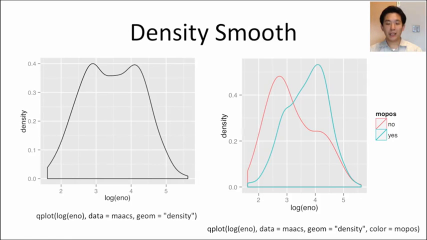Another way to visualize this data is to do a density smooth. You can see that on the left-hand side, I add the geom density to this log ENO variable. You can see that there are at least 2 peaks from the density smooth, and if you separate those peaks out on the right-hand side, notice I say color equals MOPOS, so I split out the colors by whether they're positive to mouse allergen or not. You can see that the 2 peaks roughly correspond to whether they're allergic to mouse allergen or not, and so this is a nice way to visualize this kind of one-dimensional data.